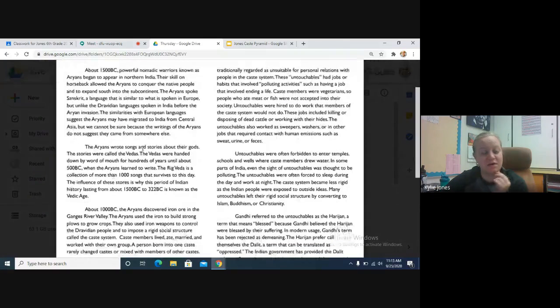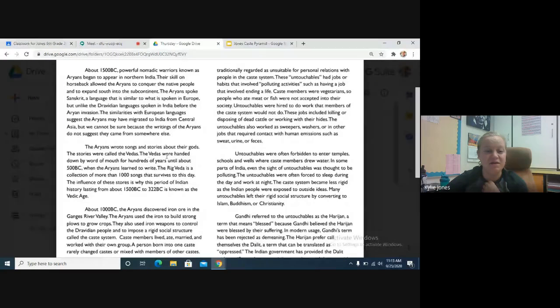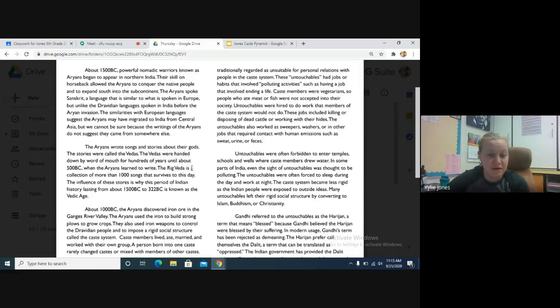The Aryans wrote songs and stories about their gods. The stories were called the Vedas, which we've heard in the song. The Vedas were handed down by word of mouth for hundreds of years until about 500 BC, when the Aryans learned how to write. The Rig Veda is a collection of more than 1,000 songs that survives to this day. The influence of these stories is why this period of Indian history, lasting from about 1500 BC to 322 BC, is known as the Vedic Age.